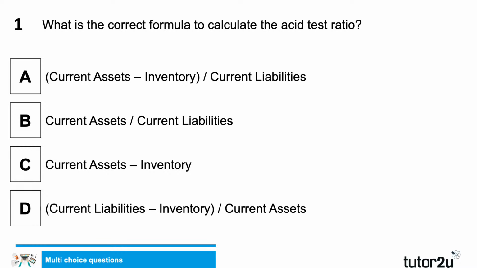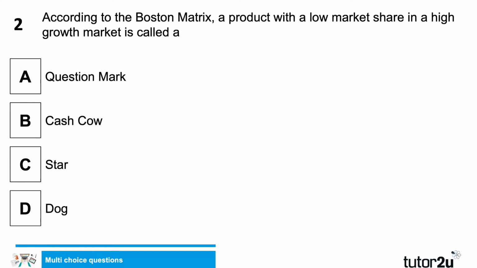Remember, if you're watching the recorded version, you can take your time with this. Let's reveal the answer. And the answer is, of course, A. Current assets minus inventory divided by current liabilities. That is the correct formula to calculate the asset test ratio. Now, remember, you will not be given the formulas in the exam, so it is therefore crucial that you are on top of your formulas. Okay, let's move on to question 2.